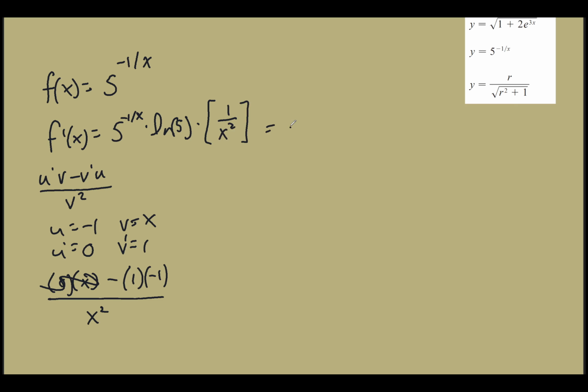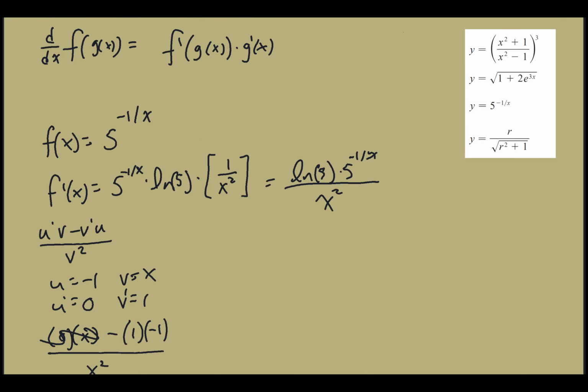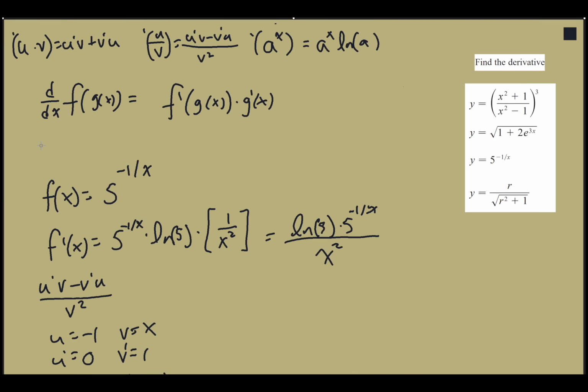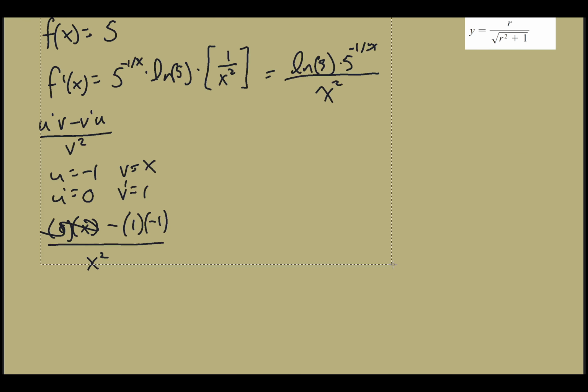And that means we're going to have ln of 5 times 5 to the negative 1 over x, over x squared. How do you feel about that? I believe this is the correct answer. Let's do one more, since we have it here. You can do one more.